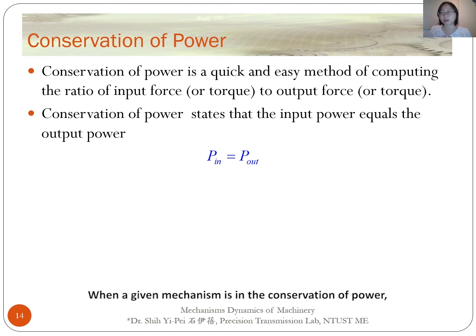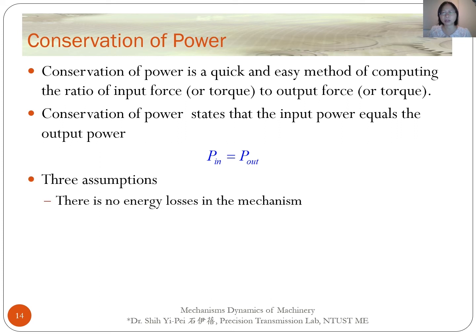When a given mechanism obeys conservation of power, the following three assumptions must be satisfied. There are no energy losses in the mechanism. It means that there is no energy dissipation. In a mechanical system, energy is dissipated when two surfaces rub together. It means work is done against friction, which causes heating of the two surfaces.